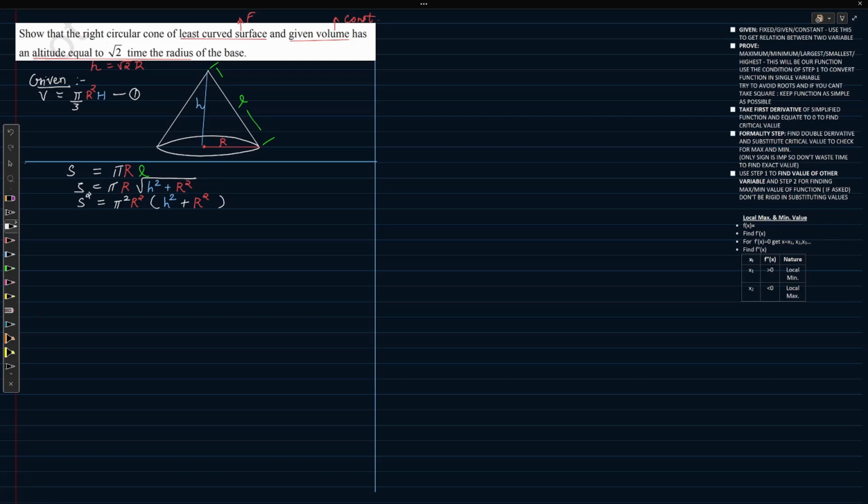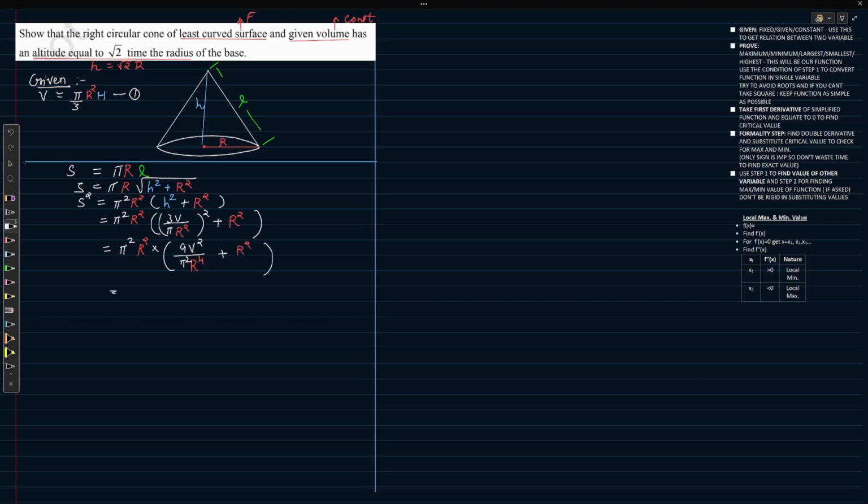Don't expand yet. Directly, what can we do? Keep pi square r square as it is, instead of h square. Now we can write 3v upon pi r square, whole square, plus r square. So this function is now converted into a single variable, that is capital R. Pi square r square into, inside the bracket, we will get 9v square upon pi square r raised to 4, plus r square.